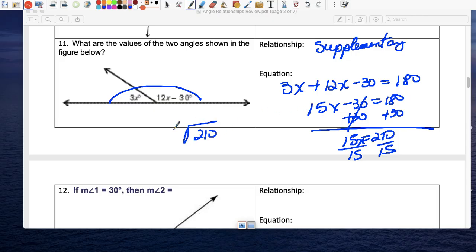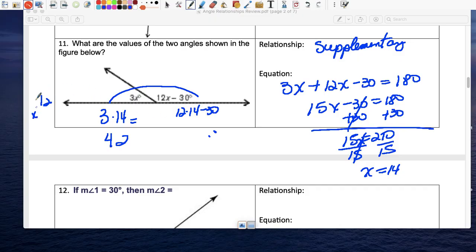What is this? 14. So x equals 14. And now I want the value of the angles. So I come back here. First one is 3 times 14, which is going to give me 42. Second one is 12 times 14 minus 30. And 12 times 14 is 168.